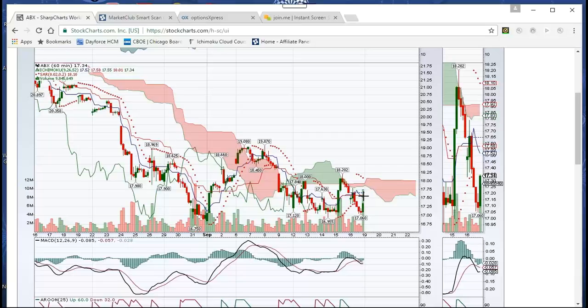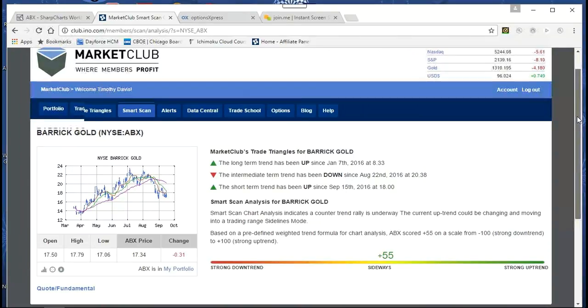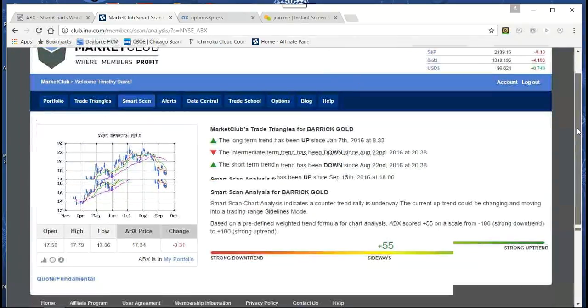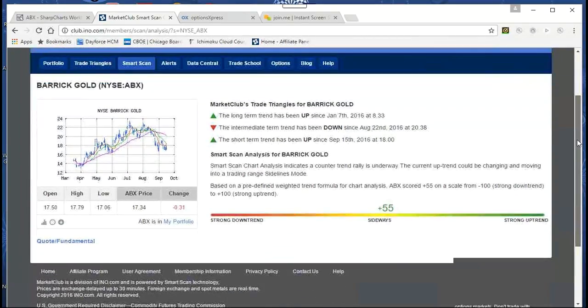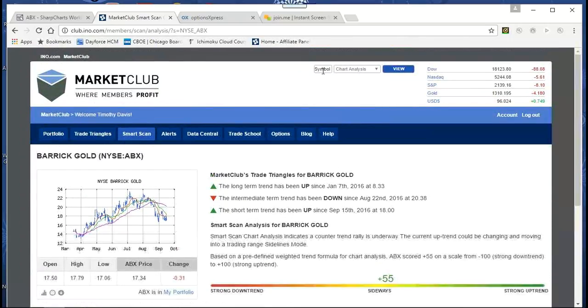So this may be a good signal, maybe a very good signal to get into ABX at this particular time because of this reversal pattern and because you got a green daily triangle. See how I put those two together? So that's another way for you to find a particular stock. Just put in whatever symbol you want to look up, and it'll give you their analysis of that particular symbol.